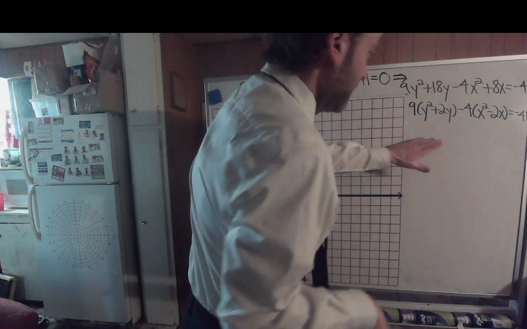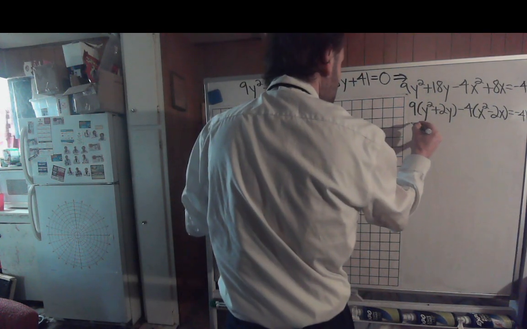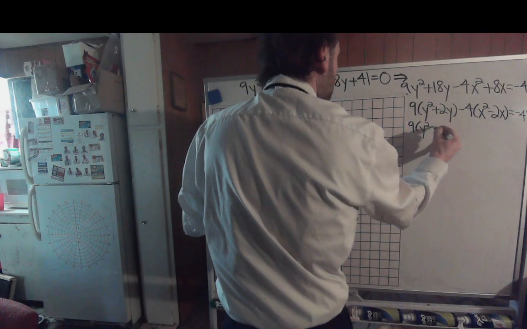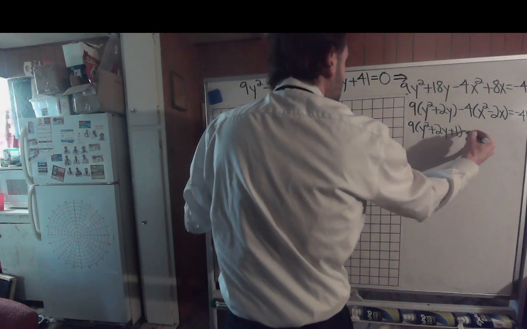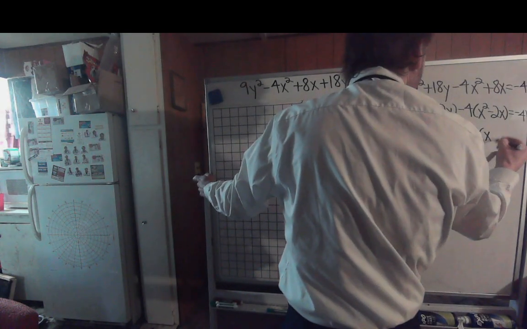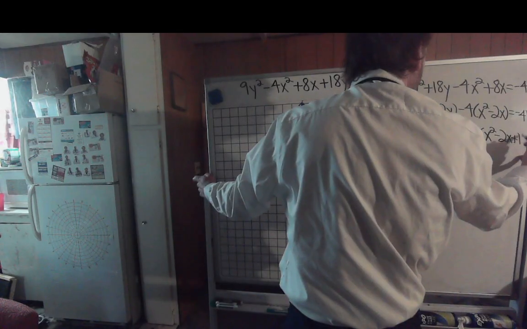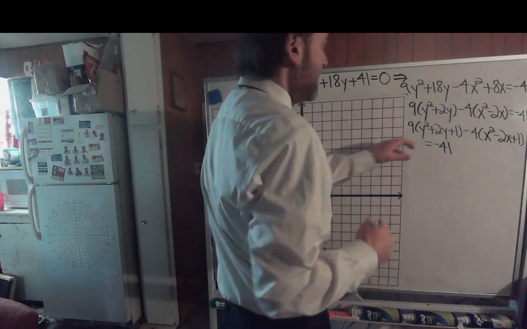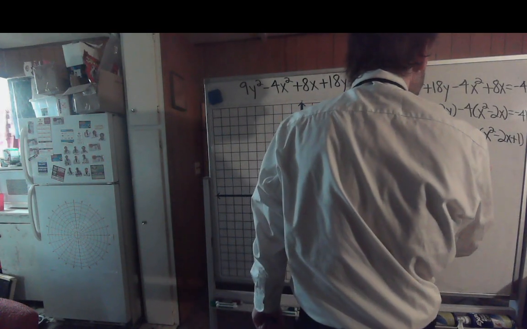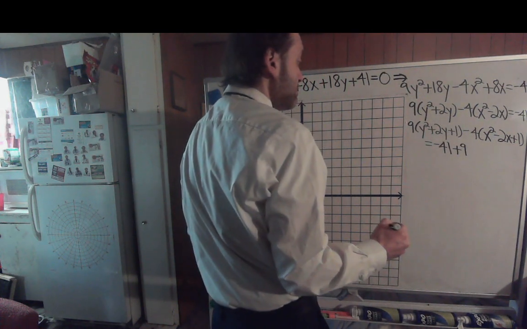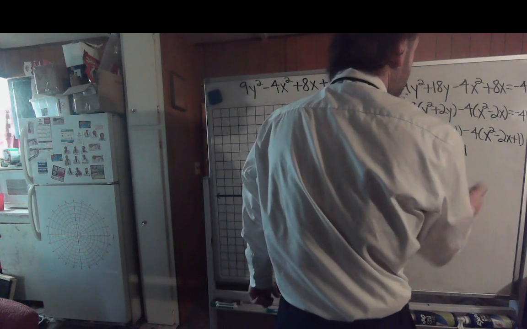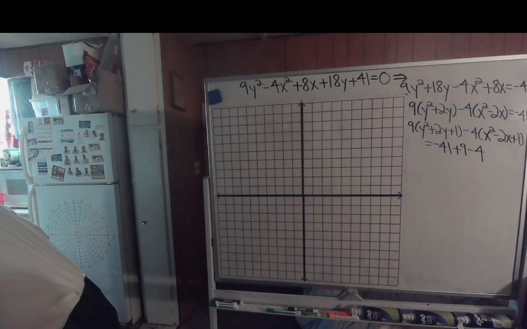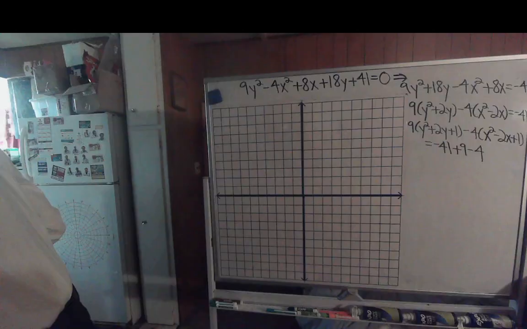Now here's where we go through and complete the square. So on your y's, you'll have 9 times y squared plus 2y plus 1, minus 4 times x squared minus 2x plus 1 equals -41. Now, take your 9 times 1, you'll end up getting plus 9. And then you take -4 times 1, that'll end up being -4. Did I look at this right? Yeah, I sure did.